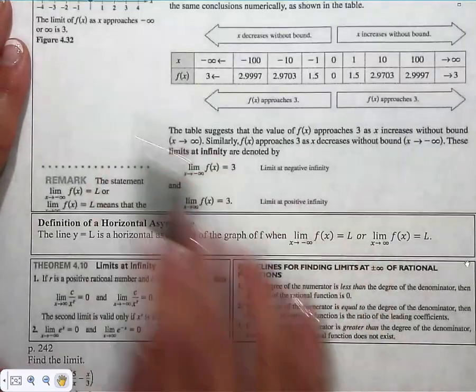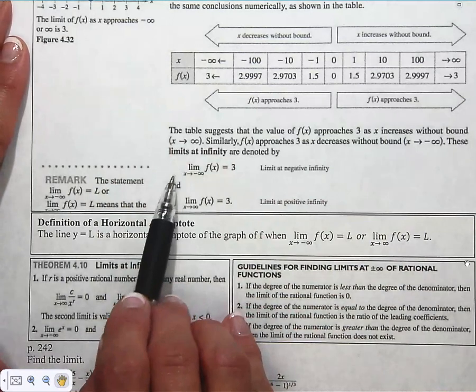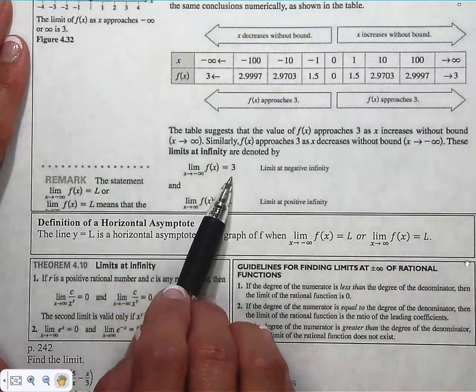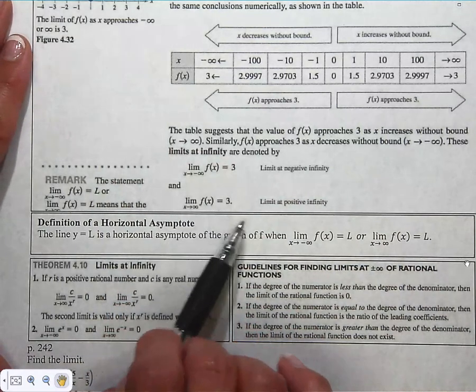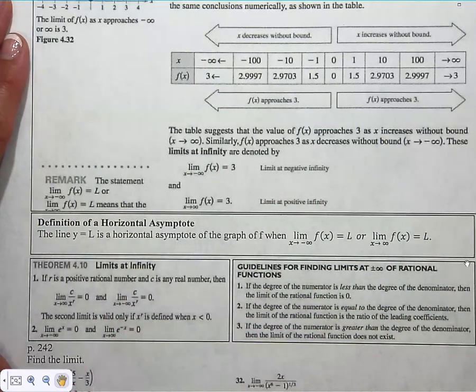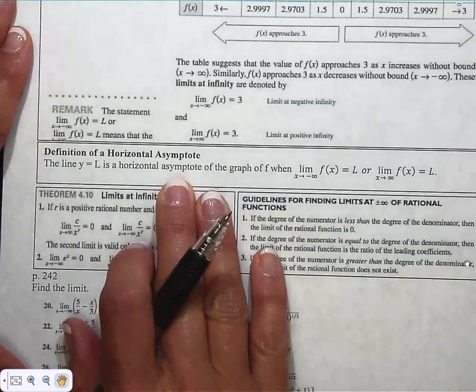From the table or from the graph, we could say the limit as x goes to negative infinity of the function is 3. That's the limit at negative infinity. And the limit at positive infinity means the limit as x goes to infinity of the function is also equal to 3. That means y equals 3 is a horizontal asymptote. The definition of a horizontal asymptote right there.